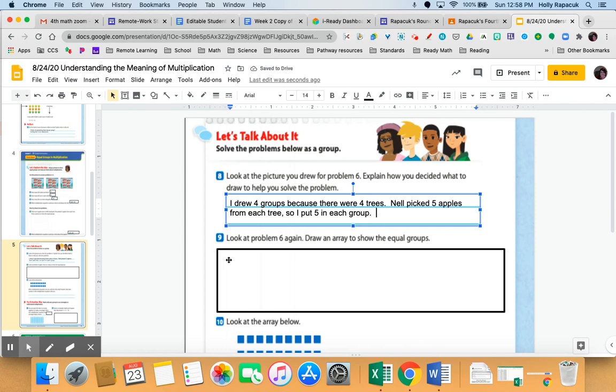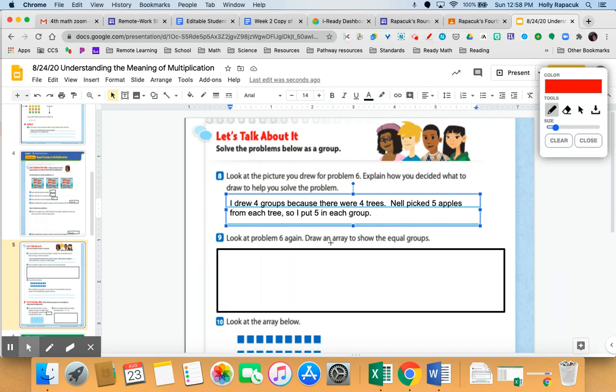So now let's look at problem 6 again. Draw an array to show the equal groups. Well, I know I have 4 equal groups. So what I'm going to do is draw my 4 equal groups. But this time I need to use an array. And I know an array has rows and columns. So the first thing I'm going to do, because my first number, I'm going to use 4 times 5. So 4 is going to be my rows.